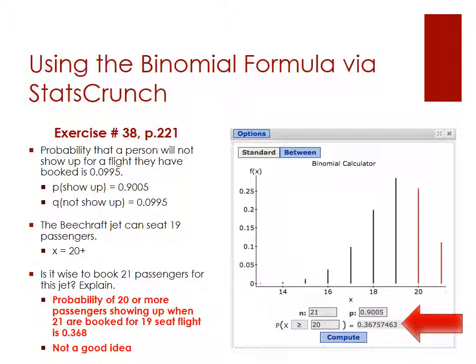Which, when we bring that back over and we round it, gives us the probability of 20 or more passengers showing up when there are 21 booked for a 19-seat flight is 0.368. So this means this is not a good idea. You are close to a 40% chance of having at least one person overbooked and having to bump them to another flight or giving them some other accommodation and having low customer satisfaction.